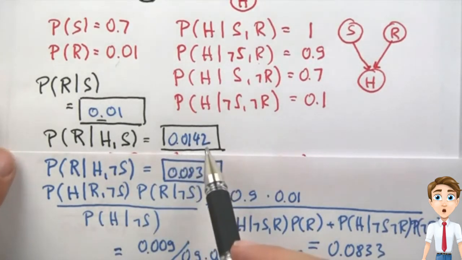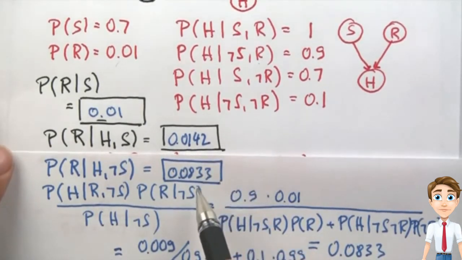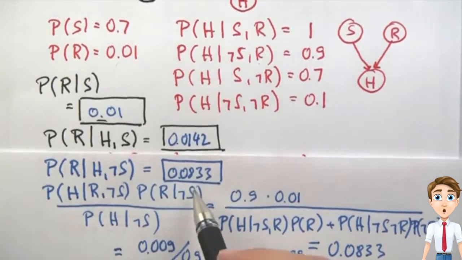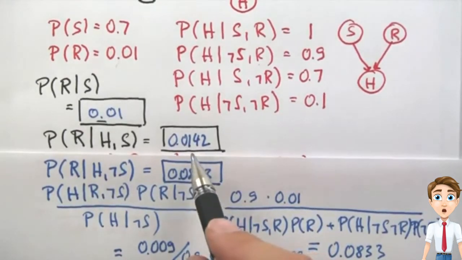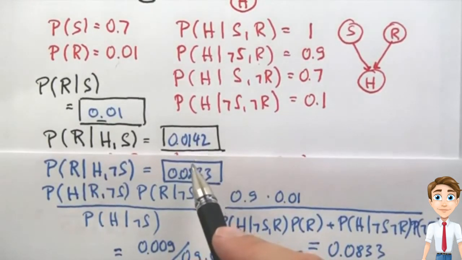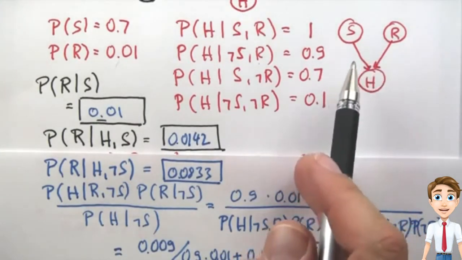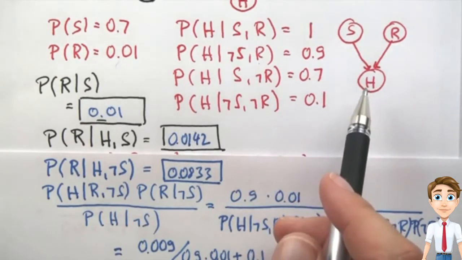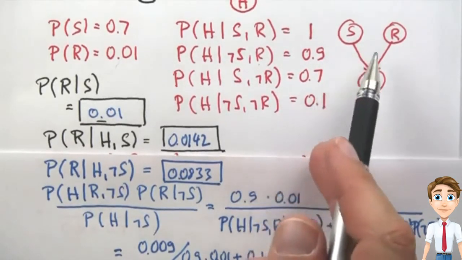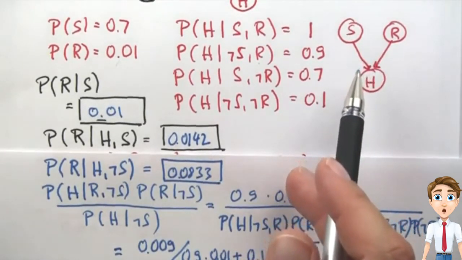However, if my wife observes it to be non-sunny, then it is much more likely that the cause of my happiness is related to a raise at work, and now the probability is 8.3%, which is significantly higher than the 1.4% before. Now this is a Bayes network of which S and R are independent, but H adds a dependence between S and R. Let me talk about this in a little bit more detail on the next page.